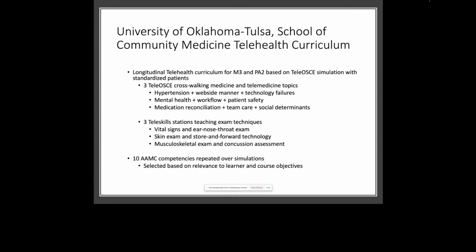We also did the skin exam, so derm. Then we're going to do musculoskeletal coming up, and then we did a concussion assessment too. So these are really cool things that we're doing there at Tulsa.